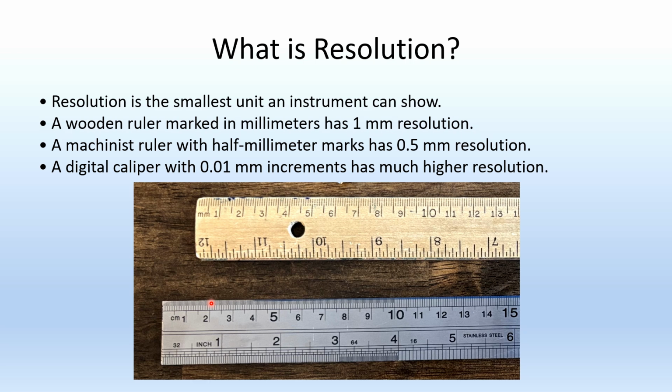A wooden ruler is marked in 1 millimeter resolution. A machinist ruler is 0.5 millimeter resolution. And if we get a caliper, it can go down to 0.01 millimeter of resolution. So it depends on what instrument you're using.